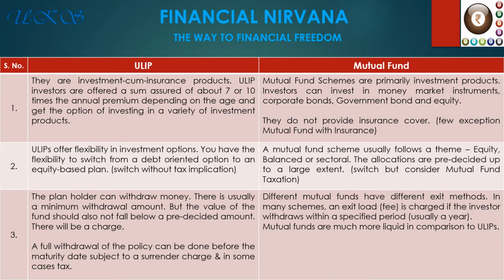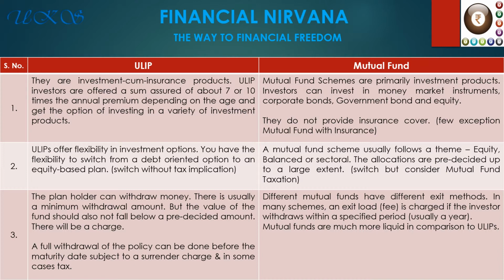So friends, the first point we have already covered. Going to the second point, ULIPs offer flexibility in investment options. You have the flexibility to switch from a debt-oriented option to an equity-based plan without tax implications, whereas a mutual fund scheme usually follows a theme: equity, balanced or sectoral. The allocations are pre-decided to a large extent. You can switch from one fund to another, but consider the mutual fund taxation.